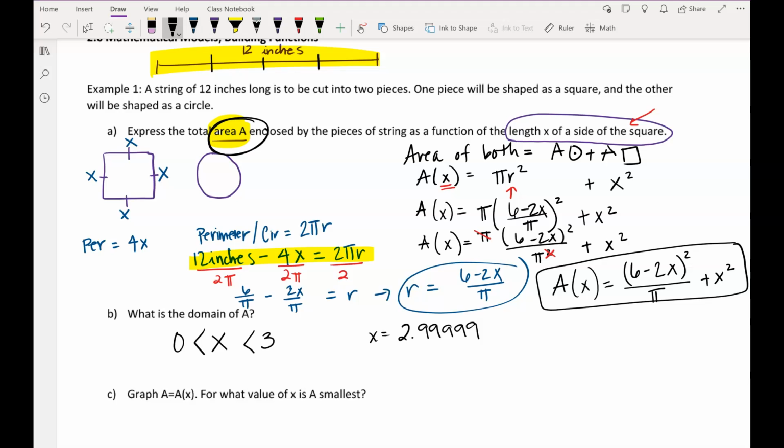So the domain of A, and remember, A is the area of both shapes, is looking for the values of what X could be, what the input could be. Since X is one side of the square, it has to be positive numbers only. And because you have a string of a total of 12 inches, there are 4 sides. So the most it could be is up to 3, but not including 3, because we still need to leave a little bit left for the circle.